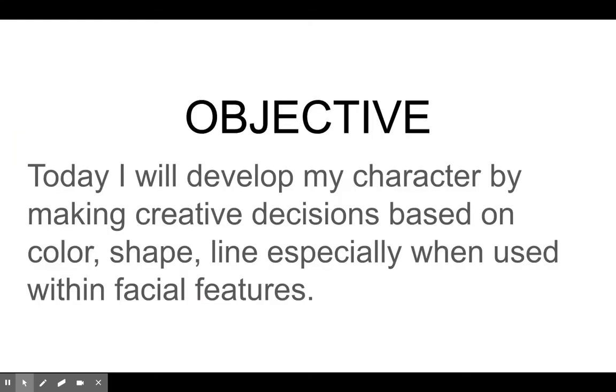So today, our objective is: I will develop my character by making creative decisions based on color, shape, and line, especially when used within facial features. So, talking about those creative decisions, this means you're deciding which colors can evoke a feeling that can add to the personality of your character. It also means you might decide what kind of emotion you want your character to have. And you're going to do that through using color, shape, and line.